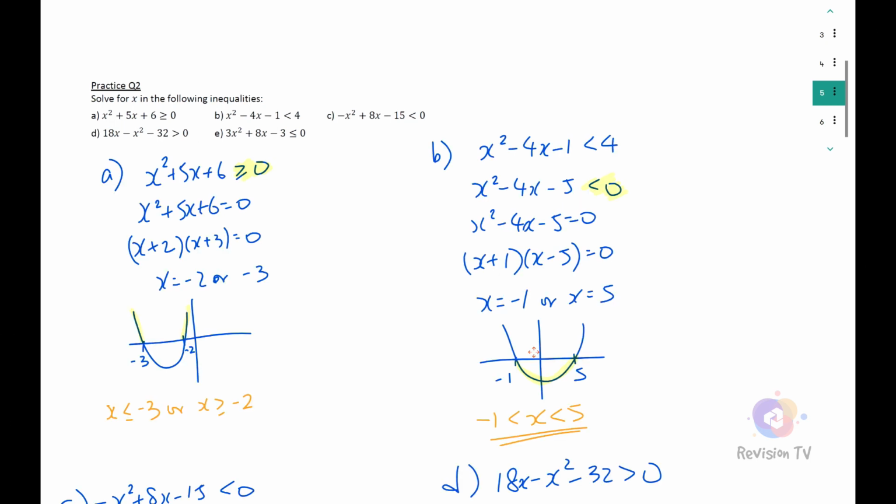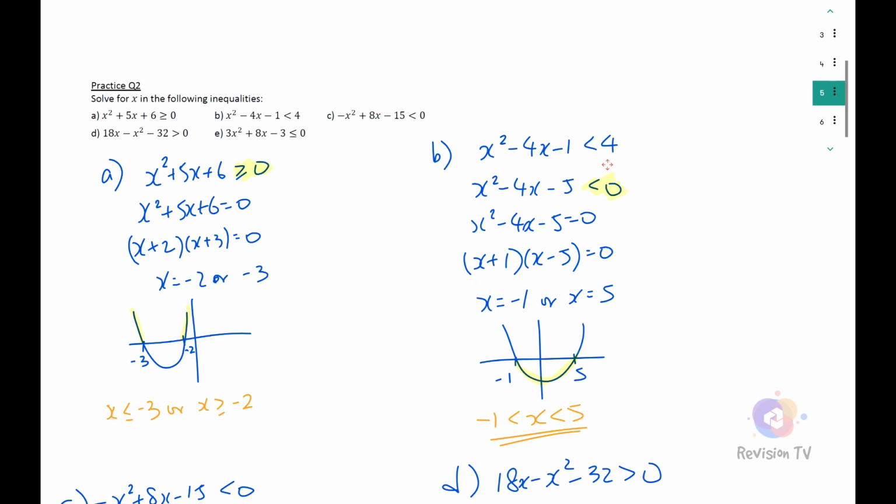Here are the answers. Remember, when it's greater than or equal to 0, it's greater than the greatest, smaller than the smallest. When it's less than 0, it's a one line answer. In question A, you can see the inequality is greater than or equal to, so you know the answer will be broken into two parts. Greater than the greatest, smaller than the smallest.